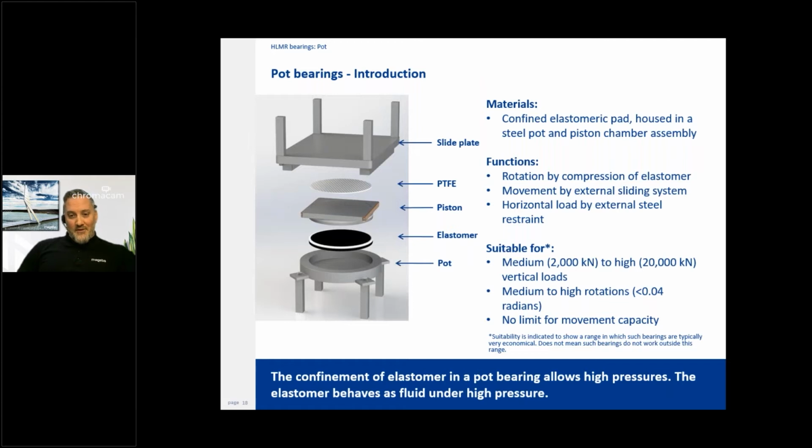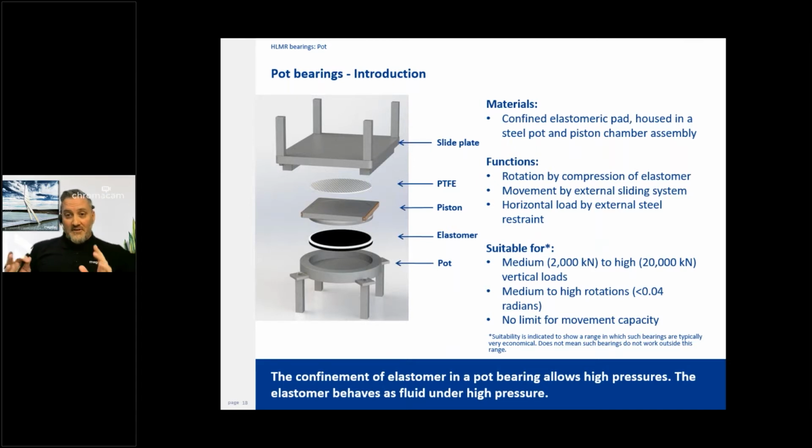So just an overview of the structure of a pot bearing. Like I said, the slide plate is common to all 3. Underneath that, we have a PTFE or other sliding surface. Moving down, we have a piston, which integrates into the pot for both transfer and to contain the elastomer. The elastomer acts sort of as a liquid. There's a liquefaction effect under a lot of pressure, and this is what gives the smooth rotation of a pot bearing. And they're suitable for medium to high loads and moderate to high rotation, something around 40 millirad or so.